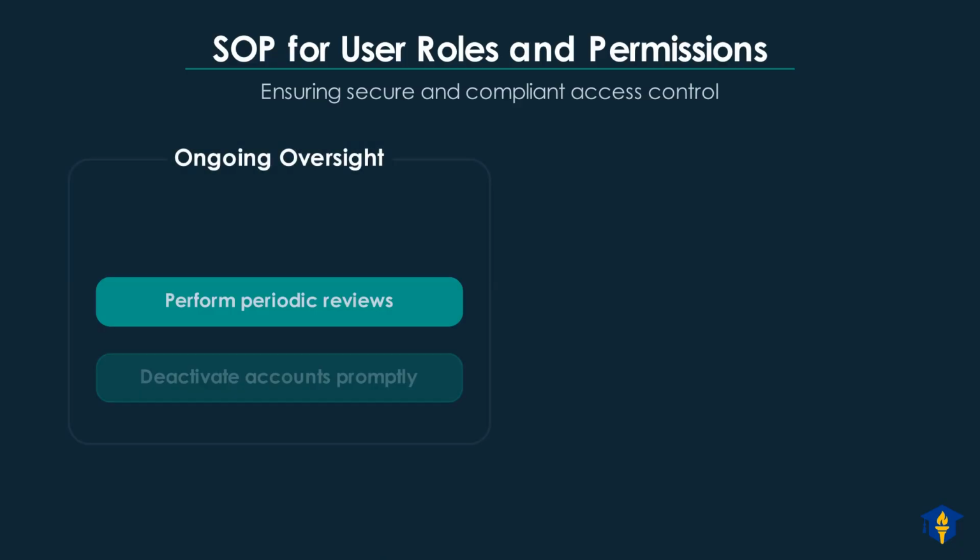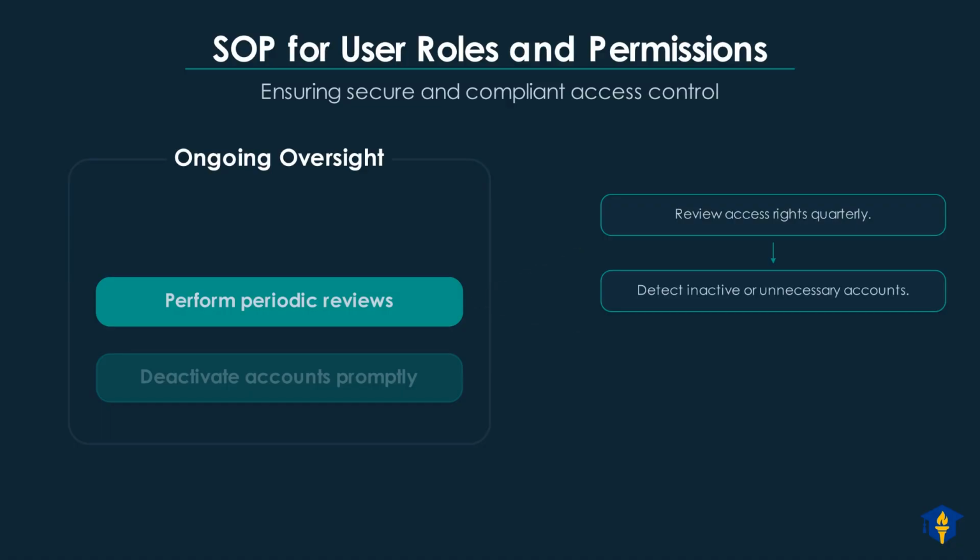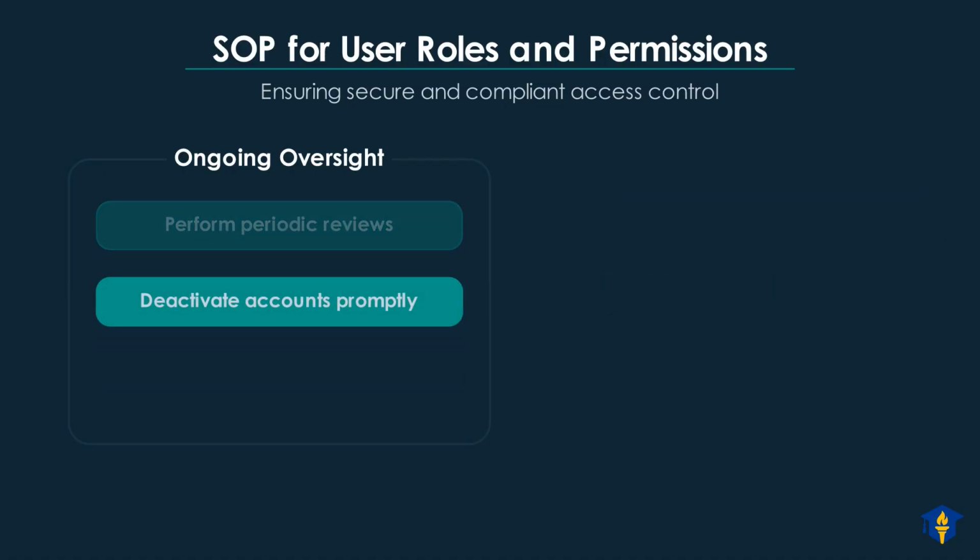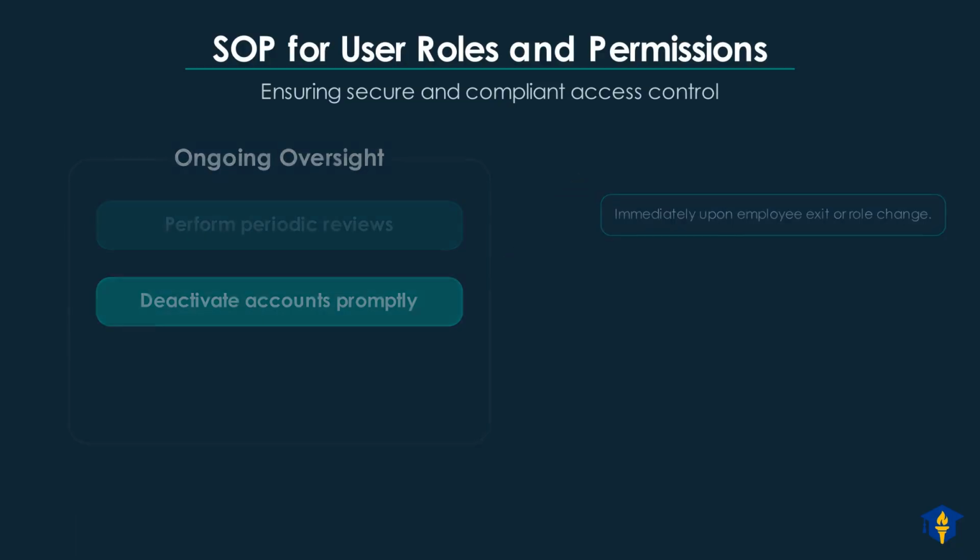Continuous oversight is essential for maintaining secure and compliant access controls. Regularly perform periodic reviews of all user access rights and permissions within the system. It's a best practice to review all access rights at least once every quarter. These reviews help detect any inactive or unnecessary accounts that might pose a security risk. It's crucial to deactivate user accounts promptly when they are no longer needed. This should happen immediately upon an employee's exit or a change in their role.